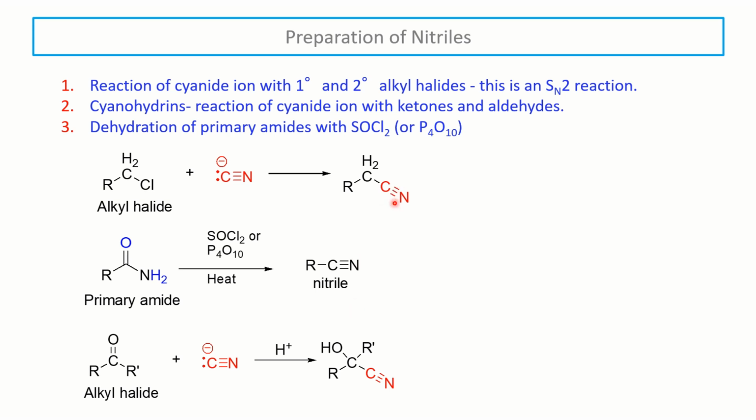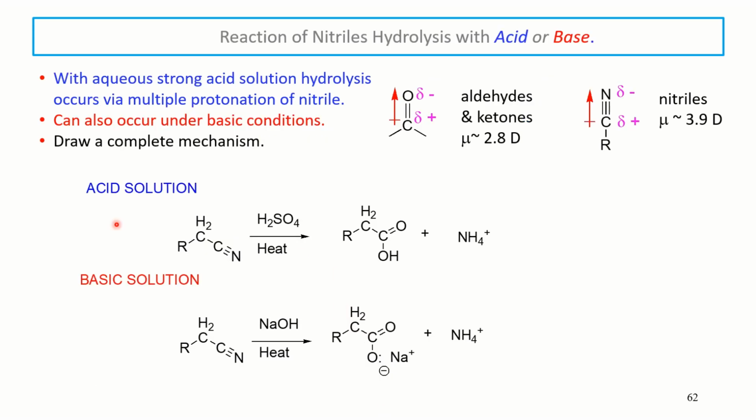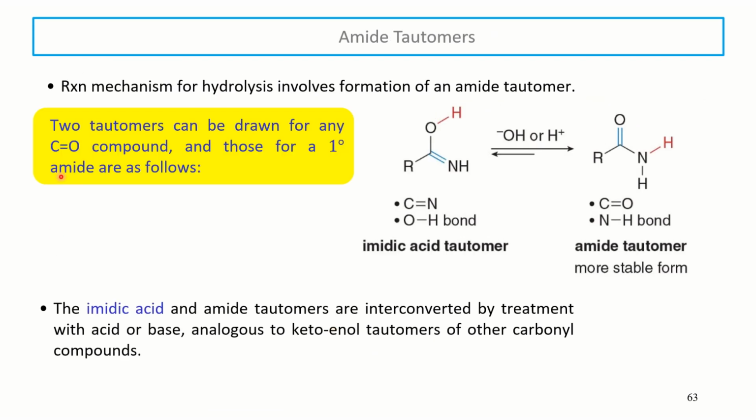We can convert them into amides, so reduce them to amides, or we can hydrolyze them to acids. And we will introduce some other reactions that we can do with these nitriles. So here we have the hydrolysis on the acidic conditions and on the basic conditions. The mechanism, of course, goes via this imidic acid tautomer.